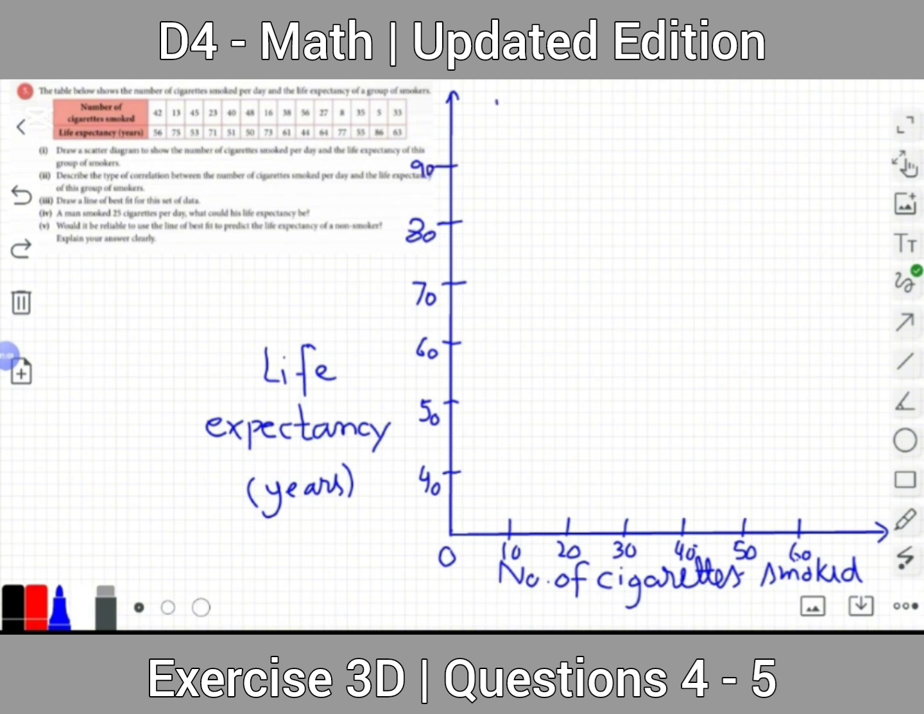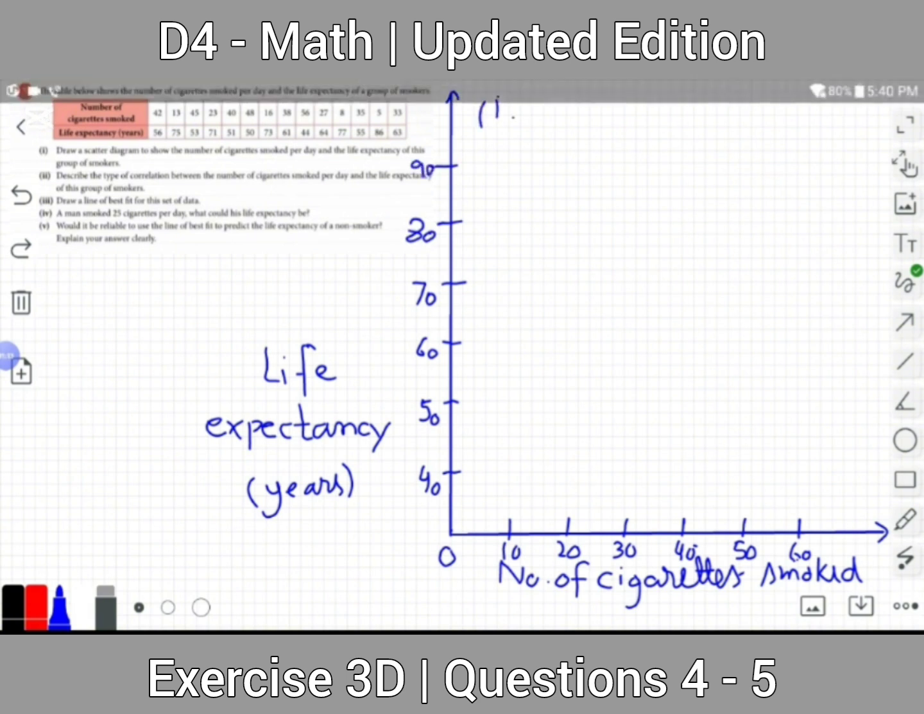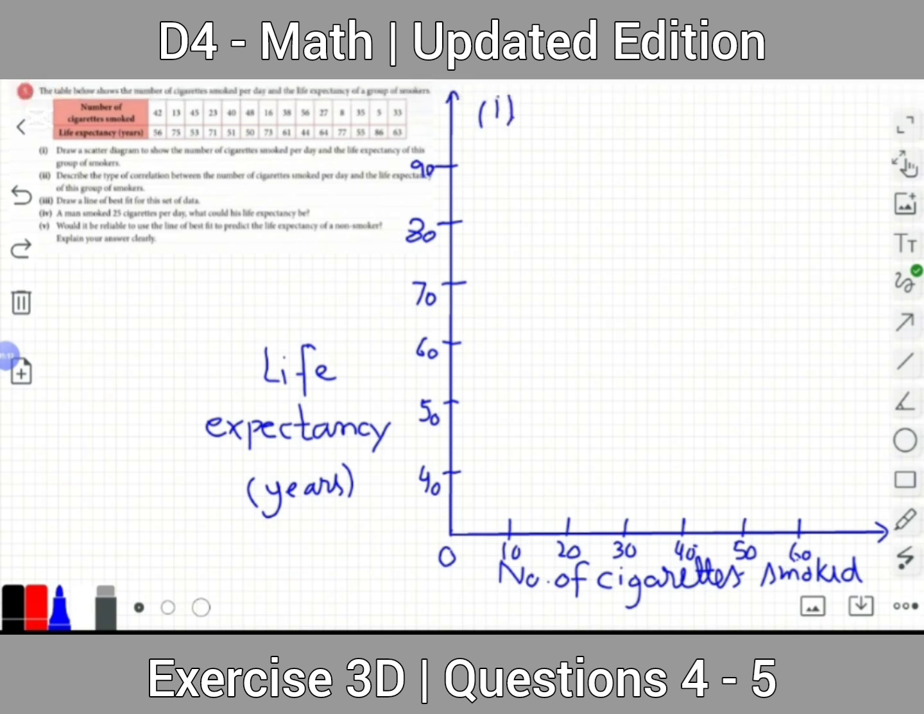Now in part 1 we have to draw a scatter plot. For the first ordered pair, 56 and 42, since each square unit along the x-axis and y-axis is equal to 2, here we have 42 somewhere here, and for 56, here we have 52, 54 and 56 from somewhere here, so we will put x here.